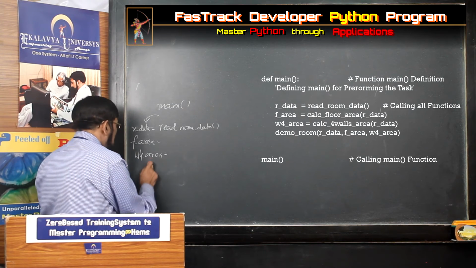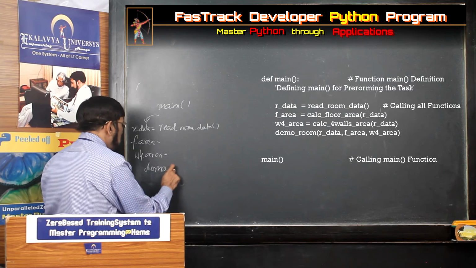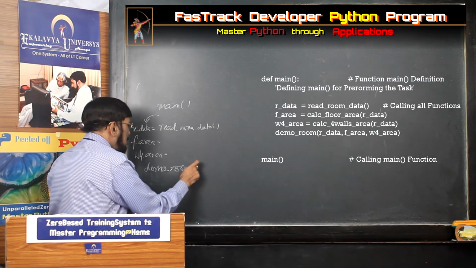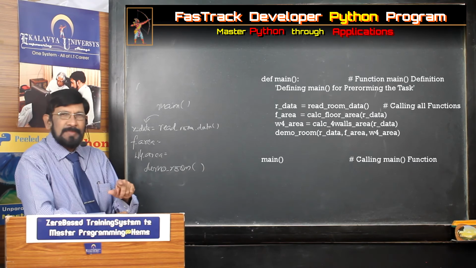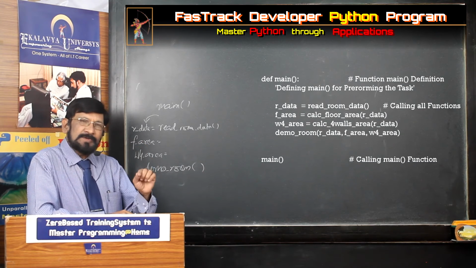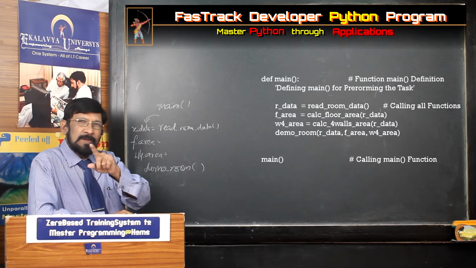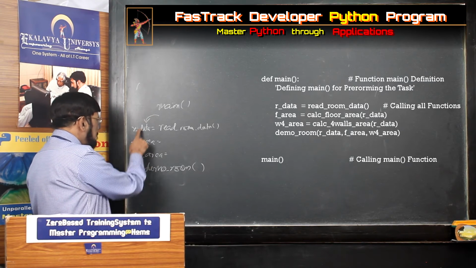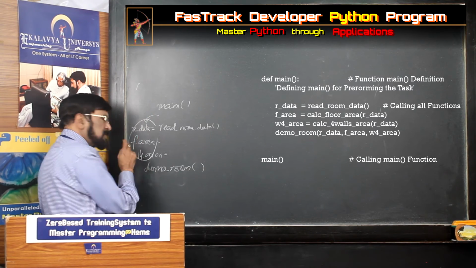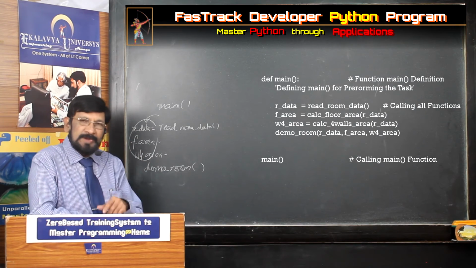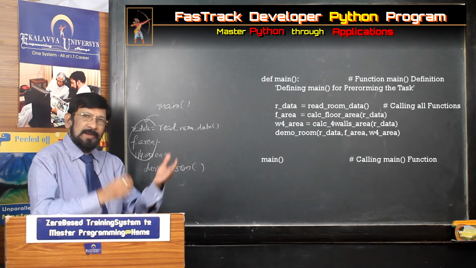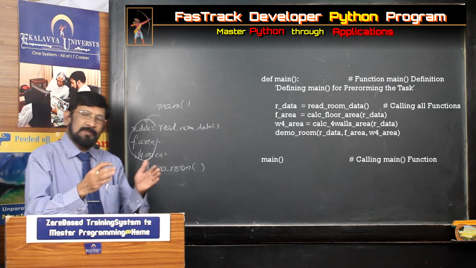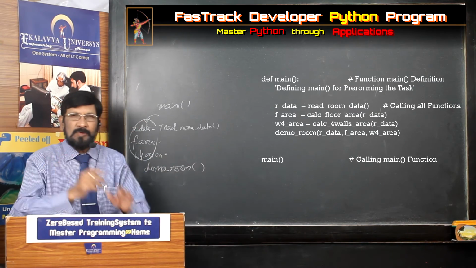Thereafter, what is the last function? Demo room. Actually, for this, what type of function is it? Function which takes argument, which does not return a value. That's why for all the three functions we have written this, but for this we are not writing. But which data does it require? One is R data structure it requires. It requires floor area. It requires four walls.